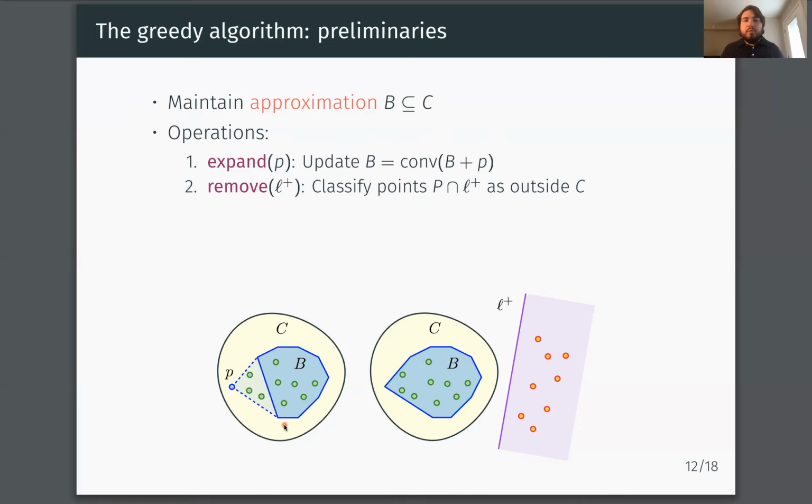The other operation is remove, in which, given a half space L, I can simply classify all of the points inside the half space as outside C. Here I'm having the precondition that the half space L does not contain the convex body.